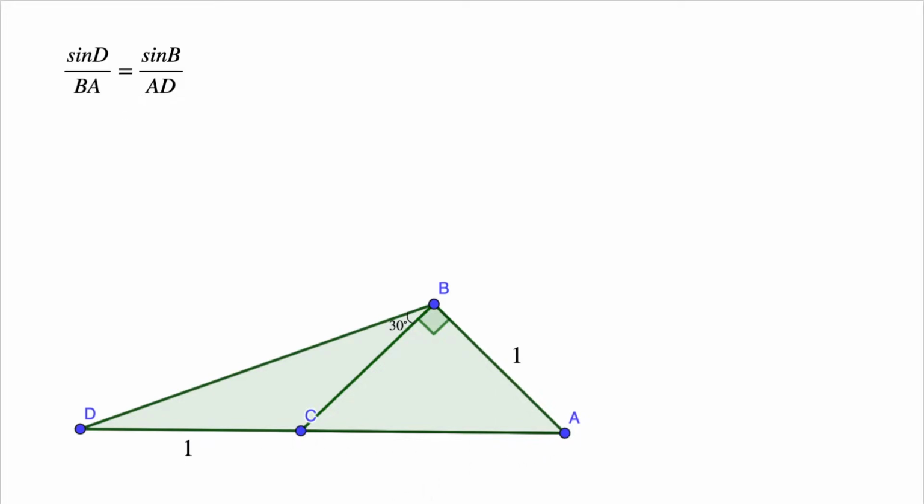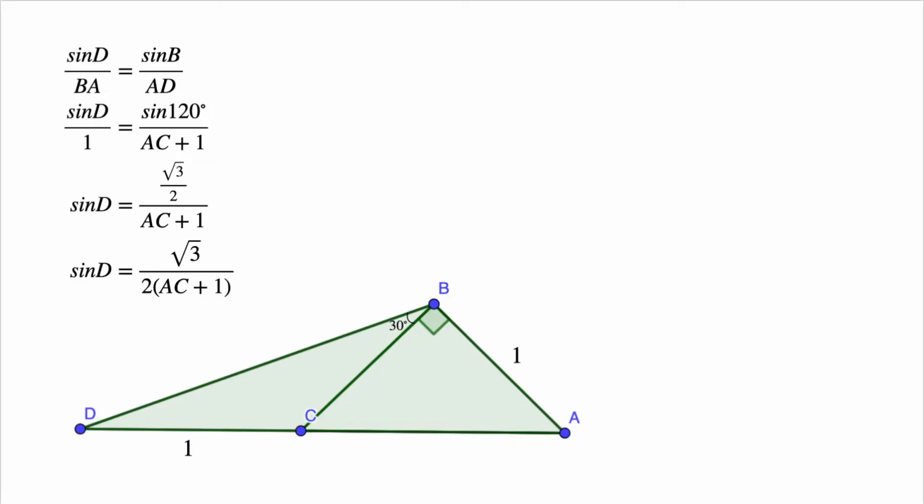Okay, so substituting in the known values, we know that BA equals 1 and that angle B is 120 degrees since it's 30 degrees plus a right angle 90 degrees. And for AD, the reason why we break it down to AC plus 1 is because we want to find AC. So we will want to isolate it to solve for it later. Further simplifying, we get this.